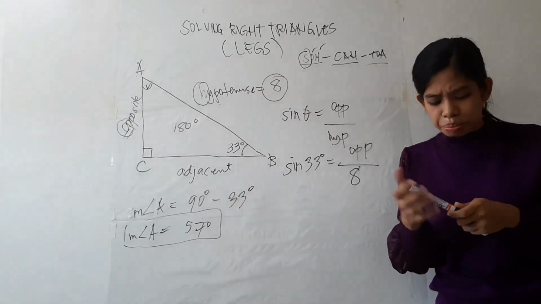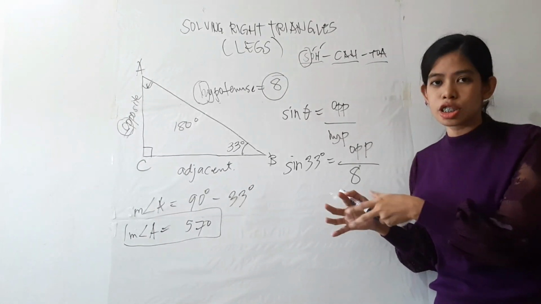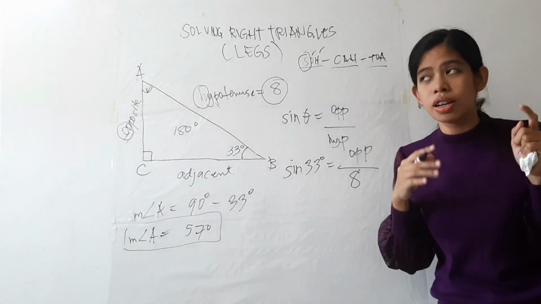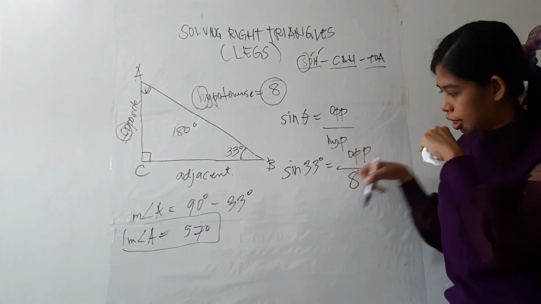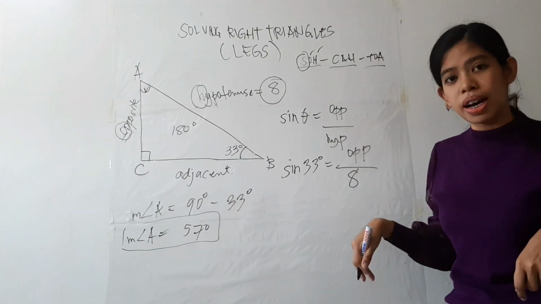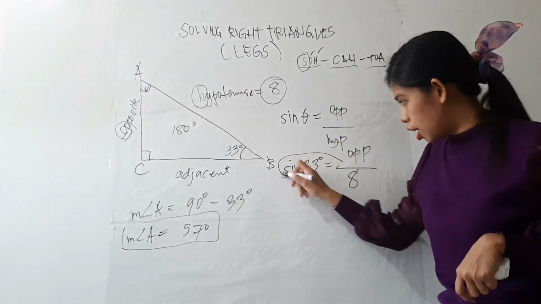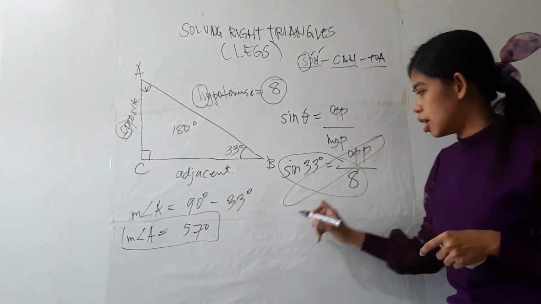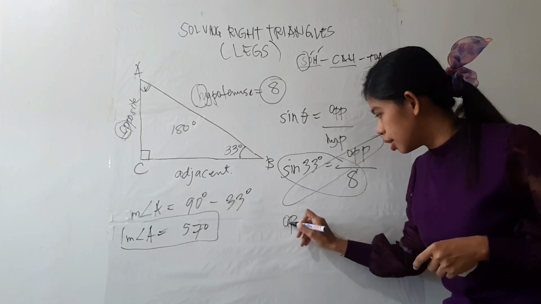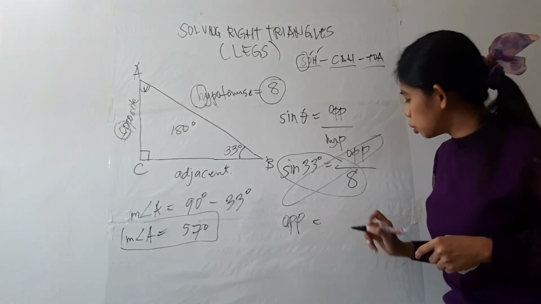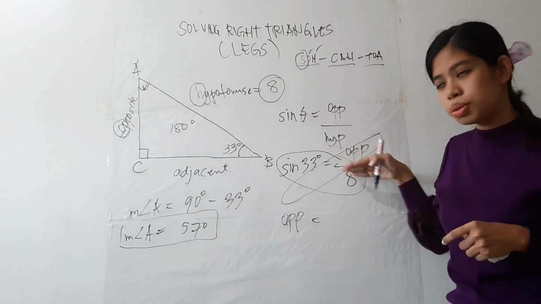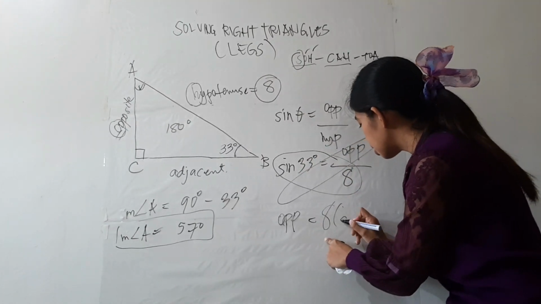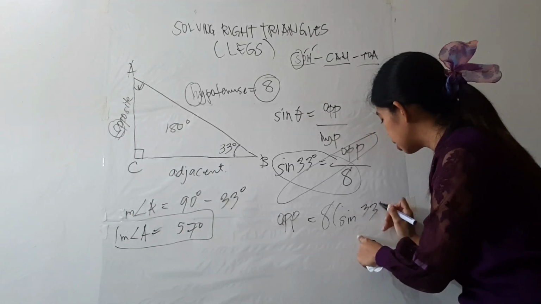Okay? Actually, when I discuss this to my students, I always use cross-multiply for us to get the opposite side. But anyway, we can also multiply both sides by 8. I just use the term cross multiply for them to easily get the idea. So the opposite side here is equal to the product of 8 units and sine 33 degrees. So that's 8 times sine 33 degrees.